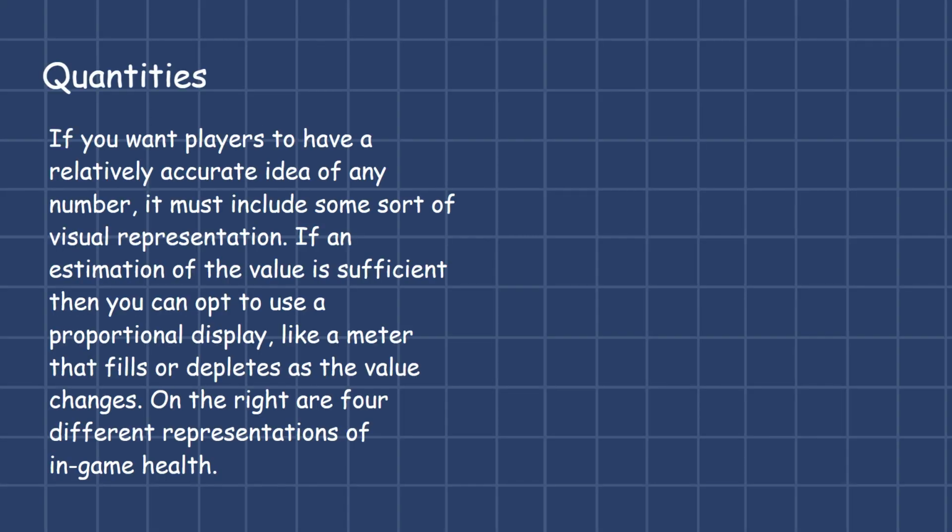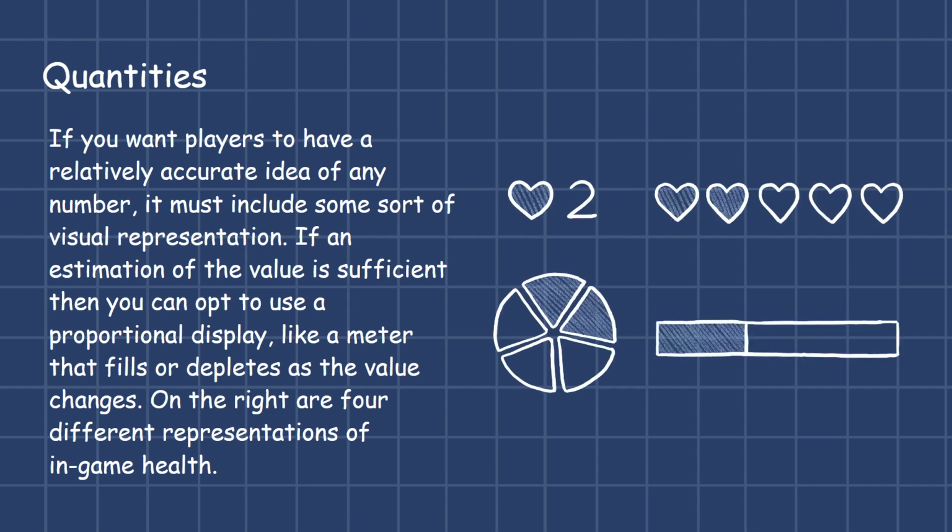If you want players to have a relatively accurate idea of any number, it must include some sort of visual representation. If an estimation of the value is sufficient during gameplay, then you can opt to use a proportional display, like a meter that fills or depletes as the value changes. Many games use these types of displays to represent character health.